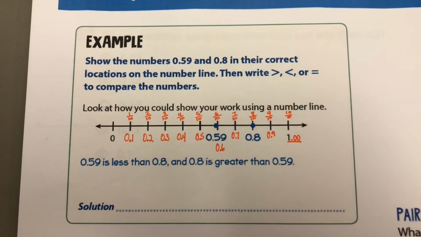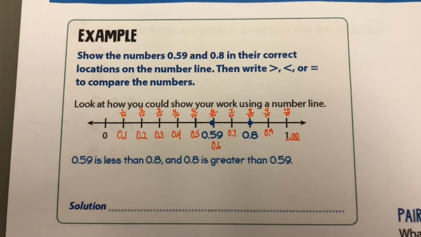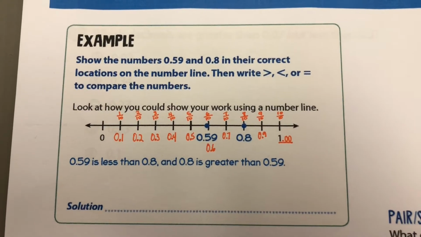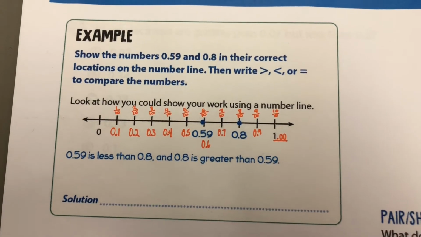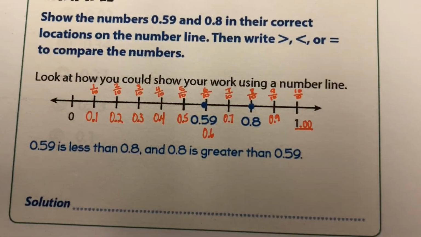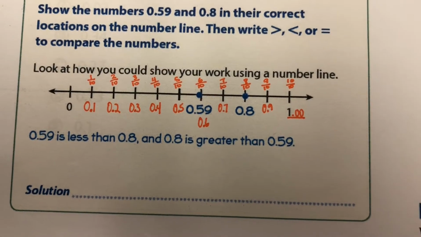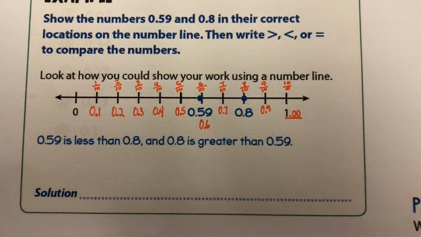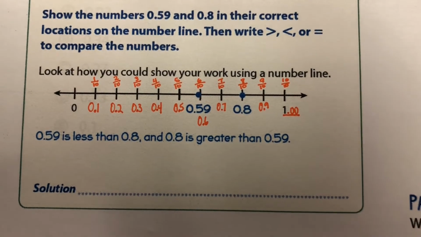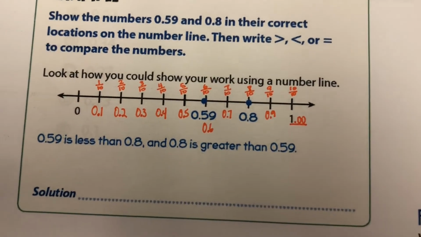Okay, so the first thing I did is I counted how many spaces were between 0 and 1, and there were 10 spaces. So I knew to label this number line by tenths. I decided to put fractions on top just to show how they match up to the decimals. And on the bottom, I knew they would count as 1/10, 2/10, 3/10, and so on.